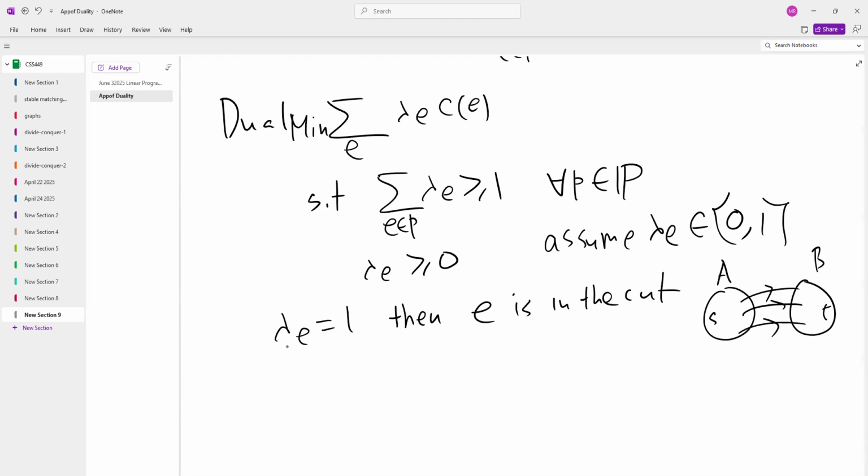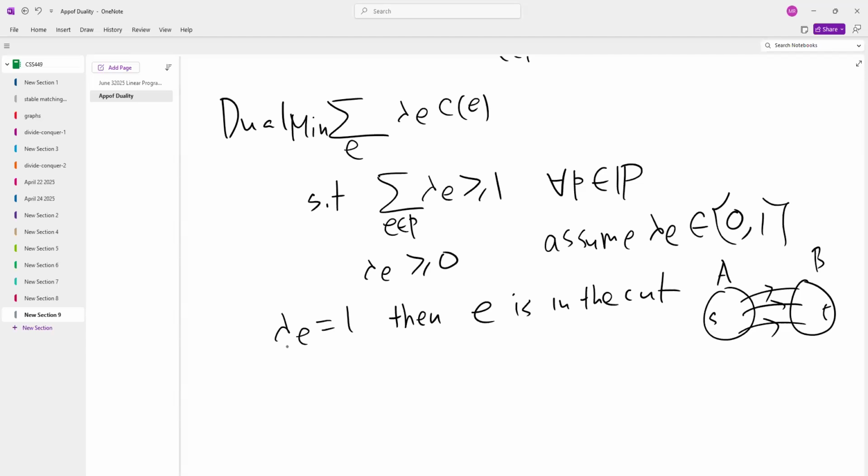Basically, we partition the set of vertices into A and B such that S is in A, T is in B, and all the edges that pass from A to B are in the cut. So for these edges, I'm going to choose lambda E to be 1. And for an edge that stays inside A, or stays inside B, or goes from B back to A, they're all going to have value 0. So my min cut problem is trying to choose a cut, and I choose a cut by assigning edges in the cut a value of 1. That tells you that a feasible solution to this problem is actually a cut in the graph.